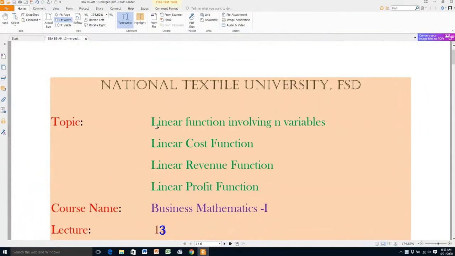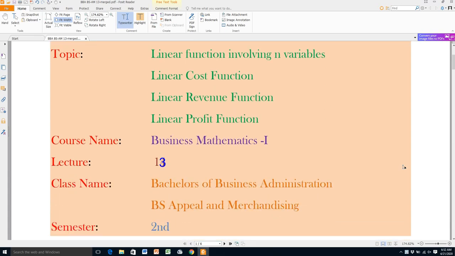Today our topic contains the following definitions: linear function involving n variables, linear cost function, linear revenue function, linear profit function, business. These are our topics that we cover in this lecture, and this is our lecture number 13.